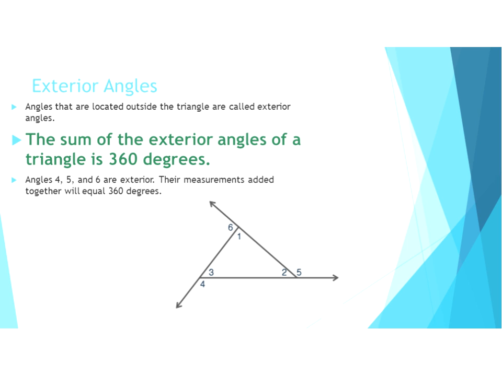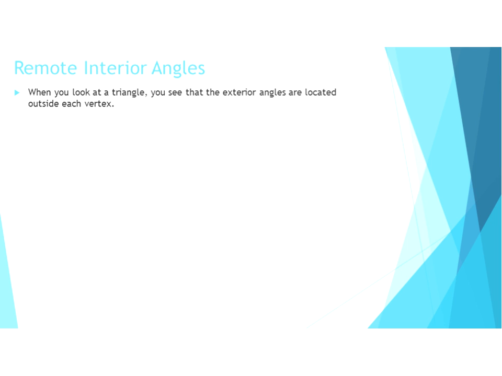In this picture, angles 4, 5, and 6 are considered to be exterior angles. If you add the measurements of angle 4, angle 5, and angle 6 together, you would get a total of 360 degrees. So, a quick reminder: the interior angles, angles 1, 2, and 3, add up to 180 degrees. The exterior angles, angles 4, 5, and 6, all add up to 360 degrees.